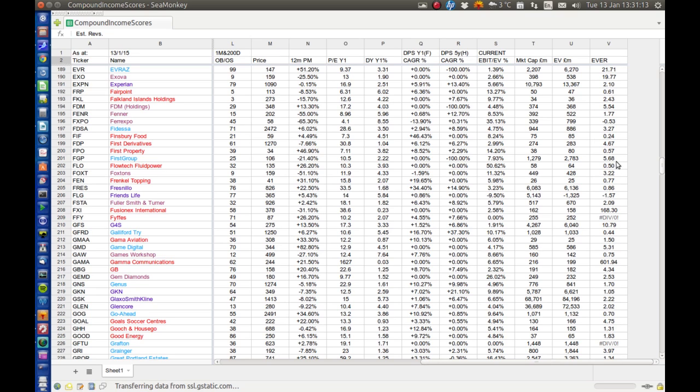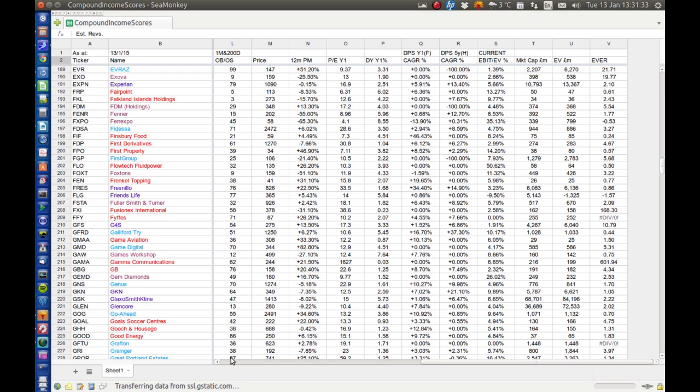Here you're going to look for the lower figure to be the better one, so it means you're paying a lower price for the expected return that you're looking to get, and it just helps to make comparisons easier between a stock that's got maybe a low yield but a high growth rate and vice versa.